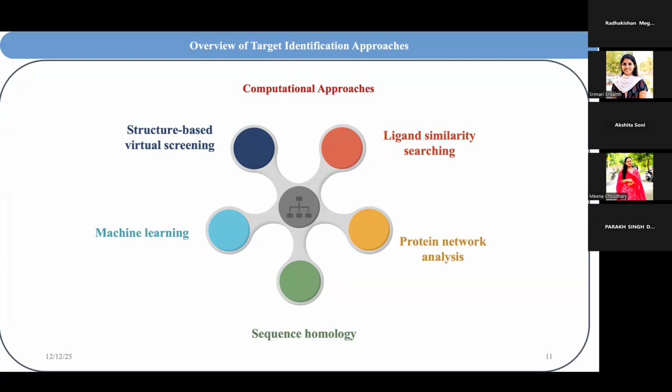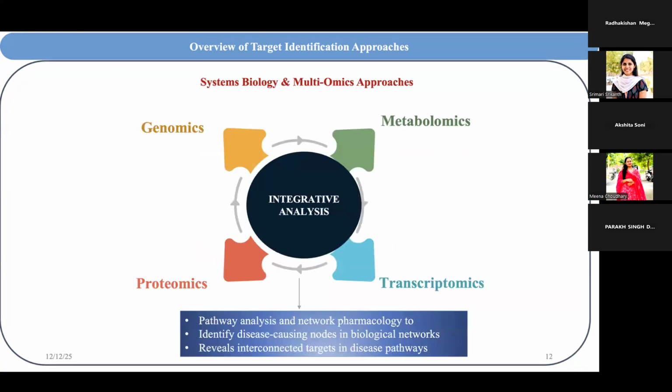And computational approaches include structure-based virtual screening, machine learning approaches, sequence homology-based target prediction, protein network analysis, and ligand similarity searching. In systems biology and multi-omics approaches, we use genomics, proteomics, metabolomics, and transcriptomics. So these integrative analyses, like pathway analysis and network pharmacology, are used to identify disease-causing nodes in the biological networks, and they also reveal interconnected targets in the disease pathway. So that's how the systems integrated approach is used.